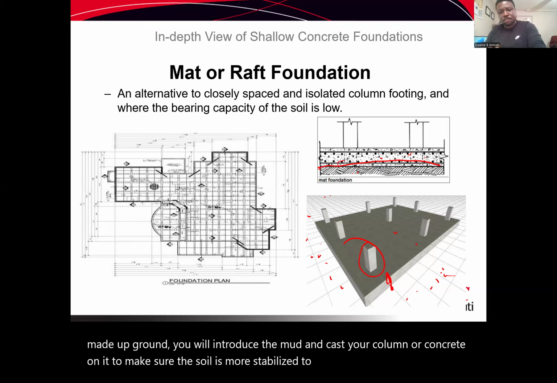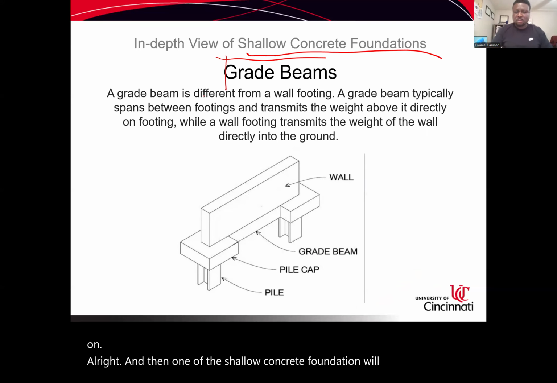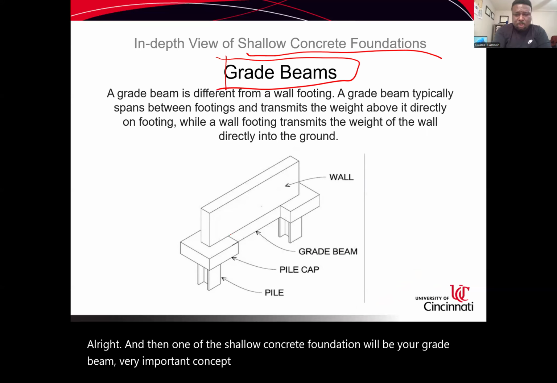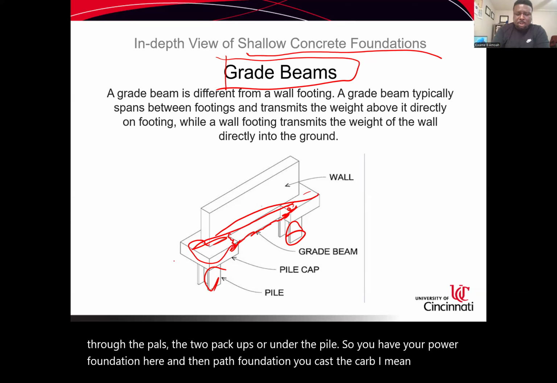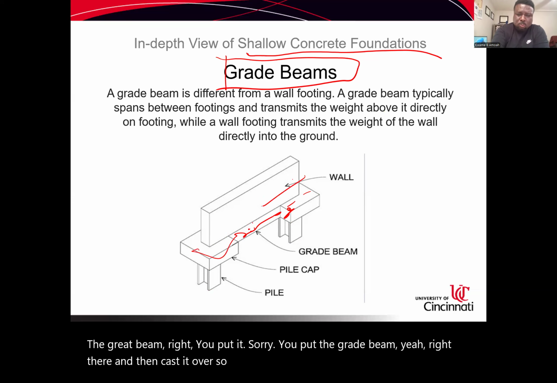And then one of the shallow concrete foundations will be your grade beam. Very important concept here. You have your grade beam running through the piles, the two pile caps or under the pile, so you have your pile foundation here and then pile foundation there. You cast the cap alongside the grade beam, right? You put the grade beam right there, and then cast it over so that it will be able to support this wall.